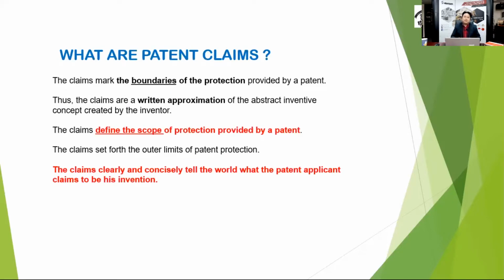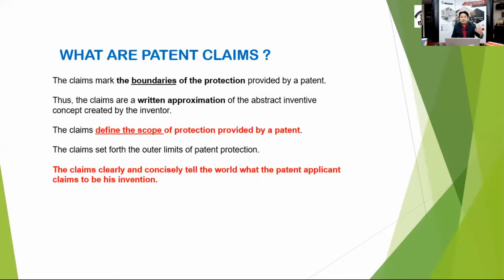So what are patent claims, ladies and gentlemen? The claims mark the boundaries of protection provided by a patent. The claim defines the scope of protection of a patent. Claims are very important. Today's lesson is just on claims themselves, how to draft claims. When you start drafting a patent, the first thing you do is figure out how your claim should be drafted, so that it will be interlinked with your description and abstract later on.